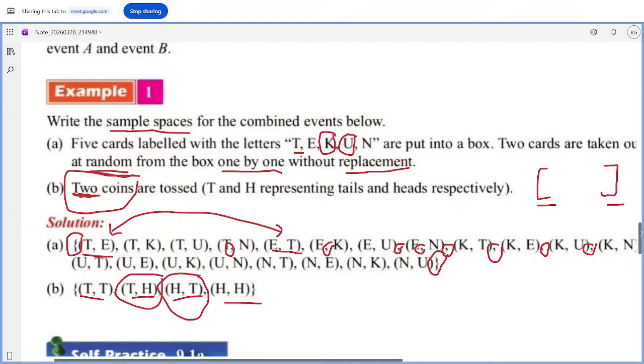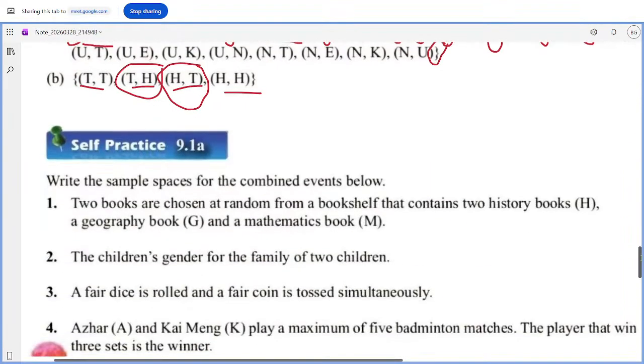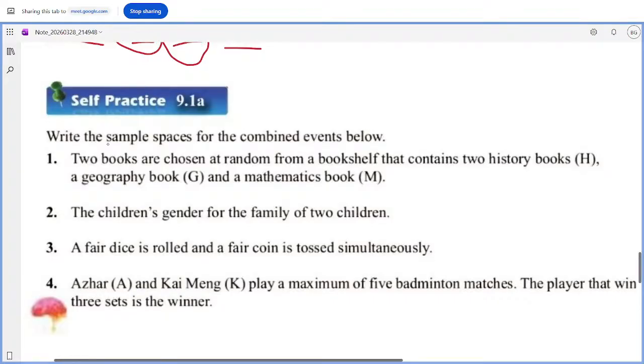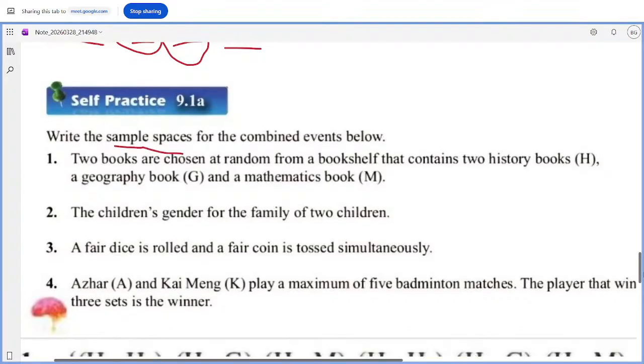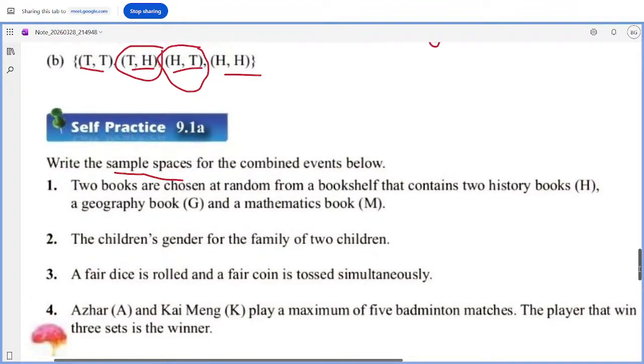Can clear. All right. Okay, so now we go to some more exercises for sample space. Basically, 9.1 is talking about sample space only. You guys must understand the concept of sample space. Okay, so now you have 2 books chosen at random. You see, guys, they always like to use this keyword, random. Okay, must be random because when you do investigation, there can always be bias. Okay, there's always a possibility of bias. So to avoid the bias, we have to make sure it is random. Okay, so that the probability is fair.